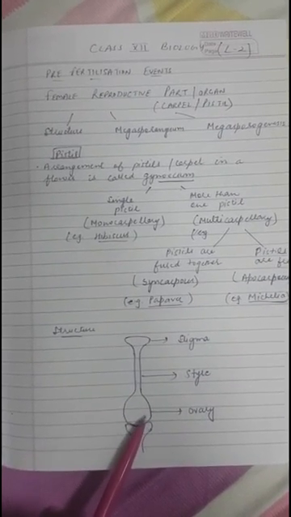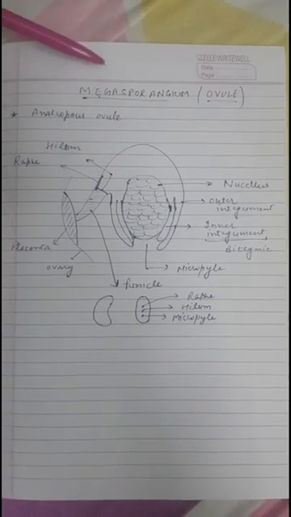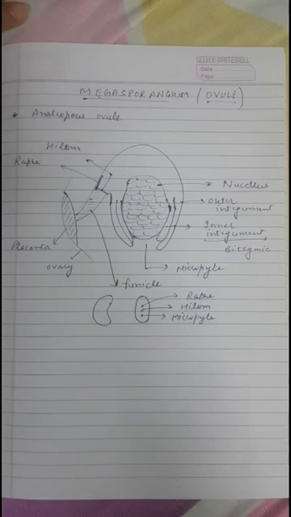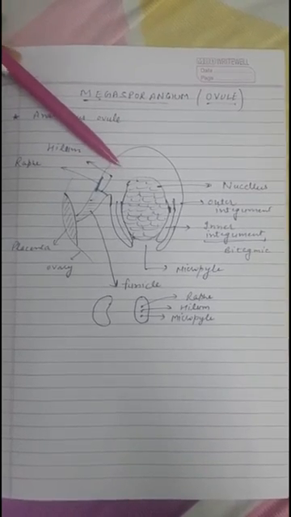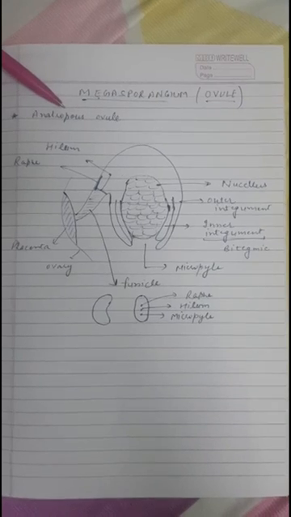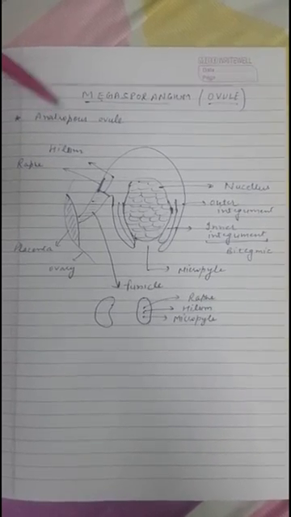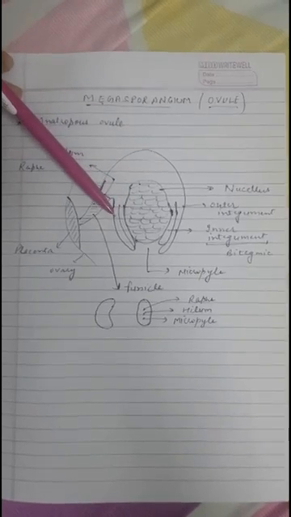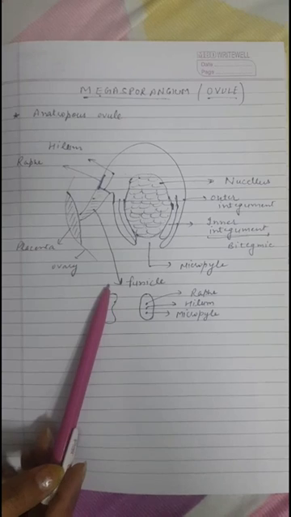Now we will see the structure of the megasporangium in detail. So here you can see the megasporangium, also called ovule. It is present inside the ovary. And in angiospermic plants, the most common type of ovule is anatropous, which is upside down. So let us see the structure of an anatropous ovule.